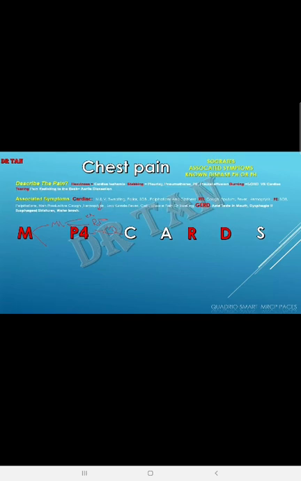Then the D's refer to drugs. What drugs can cause chest pain? Write in the chat box, please. What drugs or medications can cause chest pain itself? Write in the chat box.